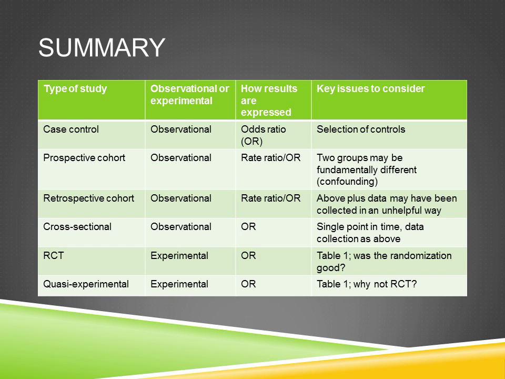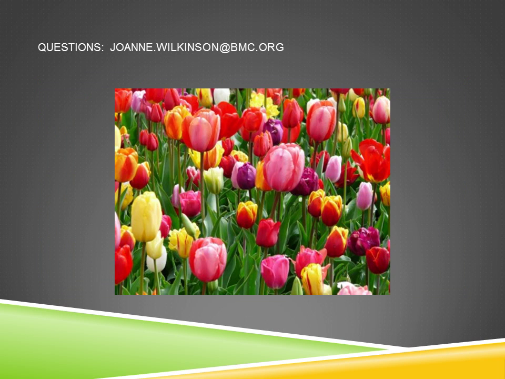So this is just a summary slide. It's just to help you study and to briefly review things. It has the type of study, whether it's observational or experimental, how the results are generally expressed, and key issues to consider. These aren't every key issue that you can possibly consider, but they're the important ones that you should think of immediately when you hear about these different kinds of studies. And we'll talk about this more in class, but this is just for you to have for your reference. And I'm happy to be contacted with any questions.